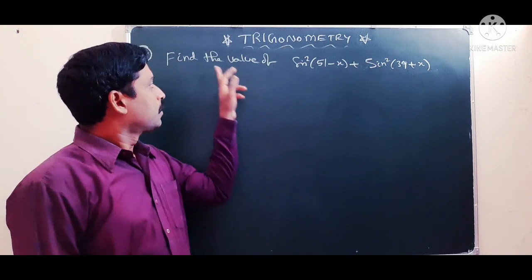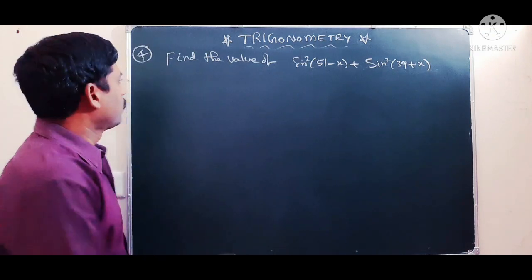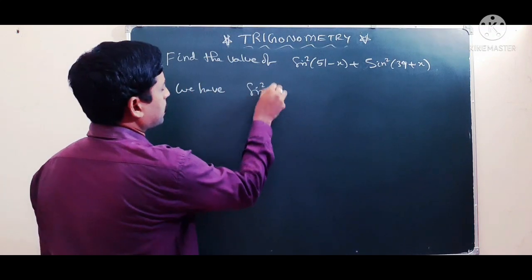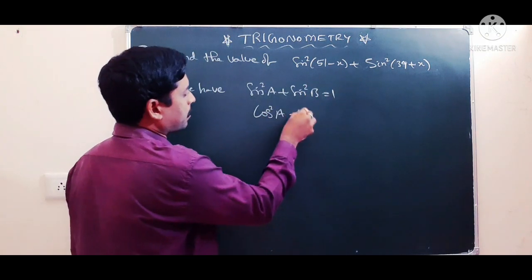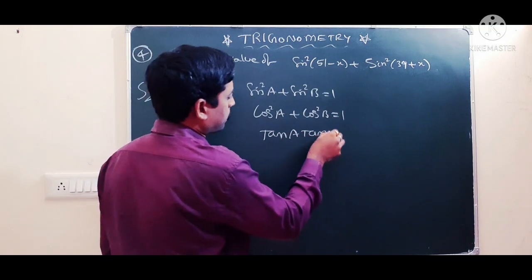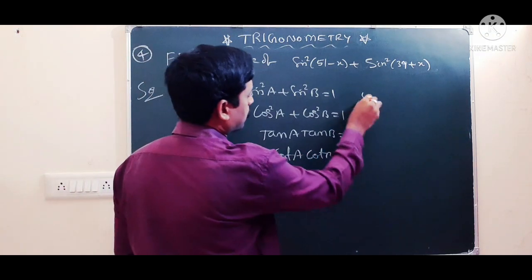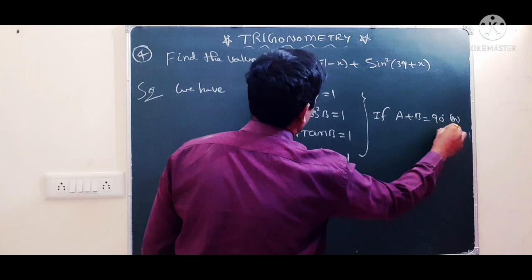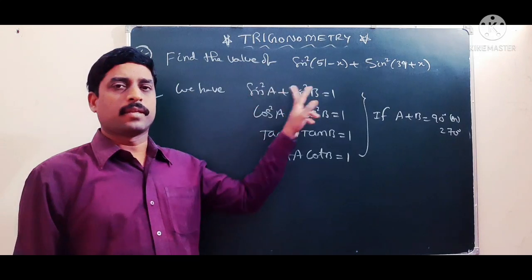Okay, look at the next question. The value of sin square of 51 minus x plus sin square of 39 plus x. Okay, we have the formulas: sin square a plus sin square b equal to 1, cos square a plus cos square b equal to 1, tan a into tan b equal to 1, cot a into cot b equal to 1, if a plus b equal to 90 or 270. If a plus b equal 90 or 270, sin square a plus sin square b equal to 1.